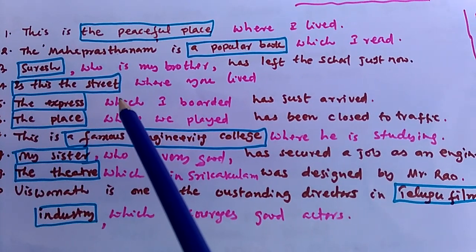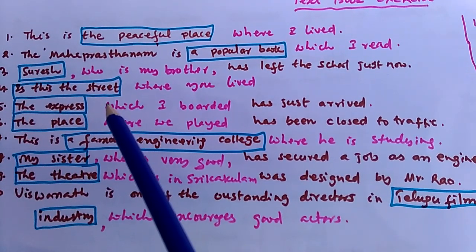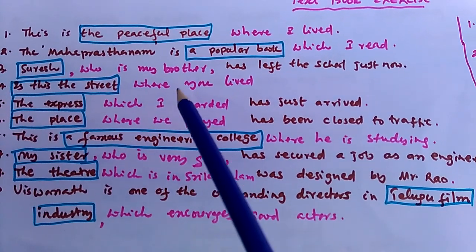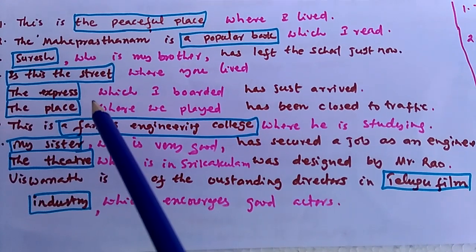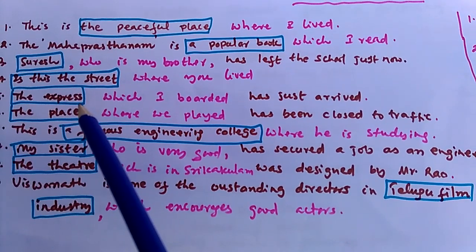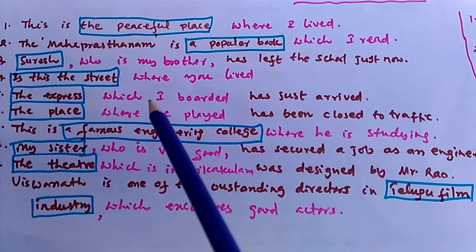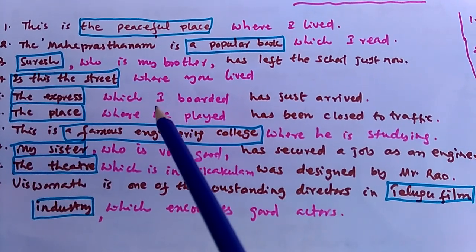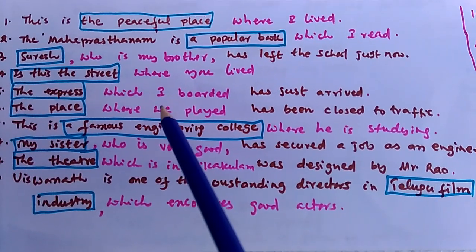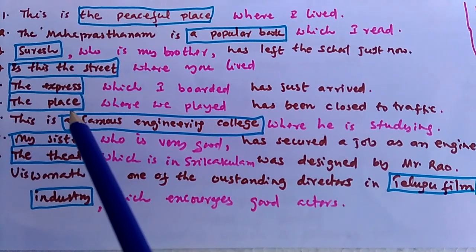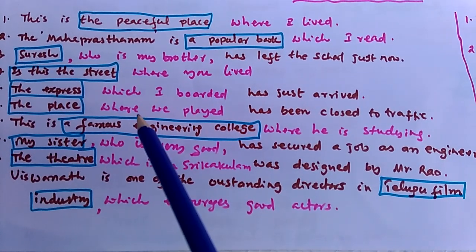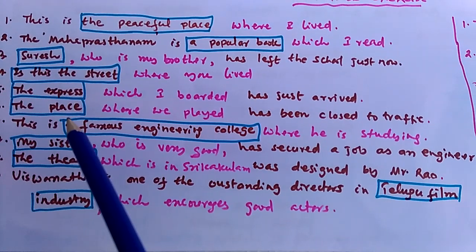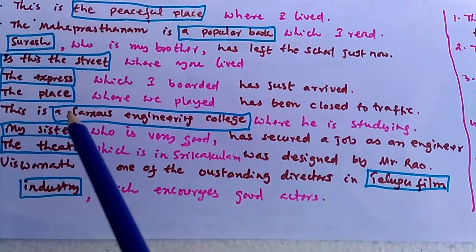This is the street. When we say the street, we cannot say which street it is. Then this clause will be a defining clause. The express. When we say the express, we cannot say which express it is. So even without looking at this clause, we can say that this is a defining clause. The place. Which place it is, we don't know. So even without looking at this clause, we can say that the clause next to it is a defining clause.